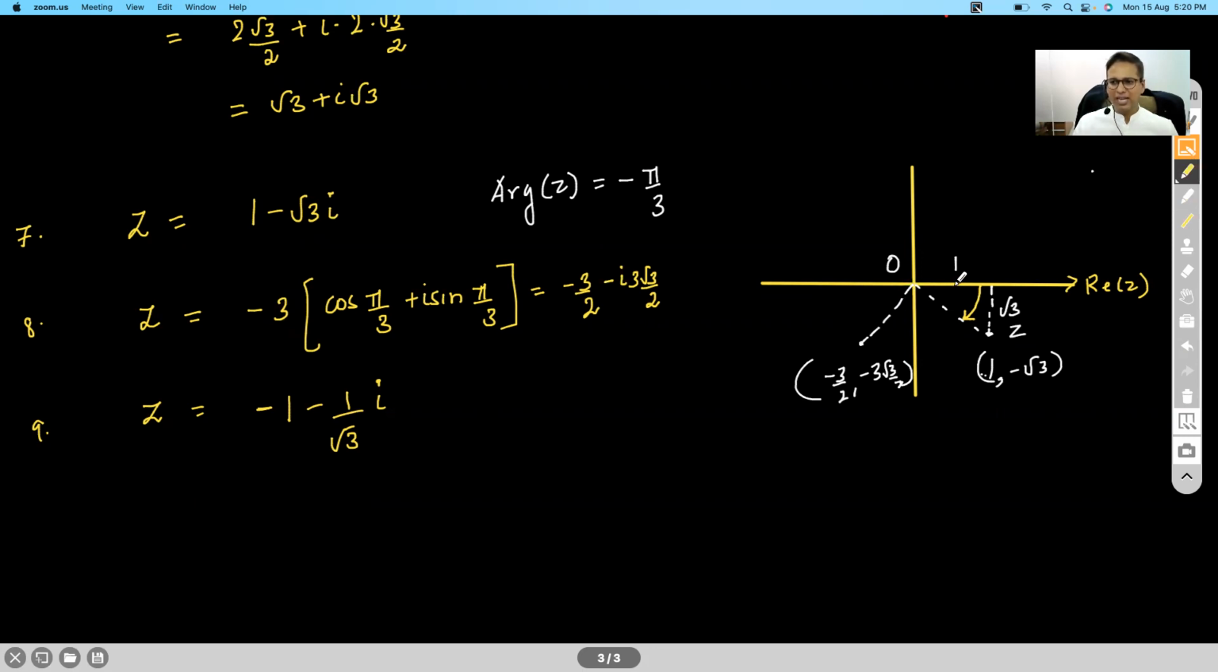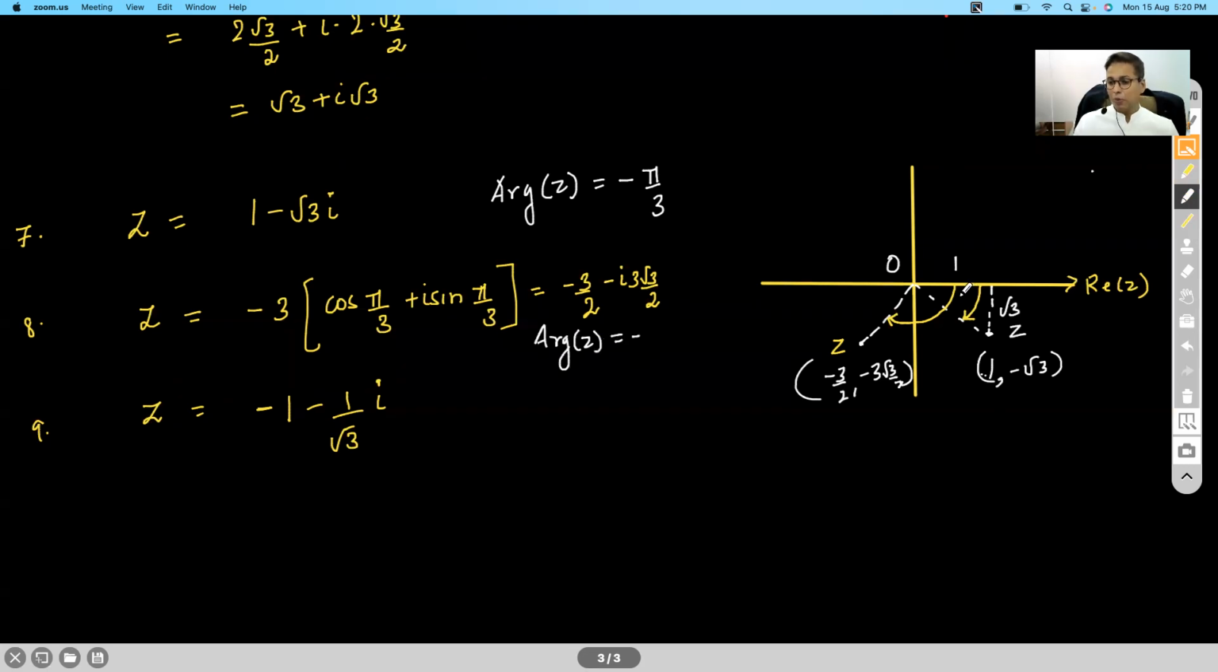Now, obviously, when I'm finding this angle, the shortest route from the positive real axis till I hit OZ, I have to take a clockwise route. So this is definitely a negative answer. Let me write ARG. So for this, ARG is a negative value.